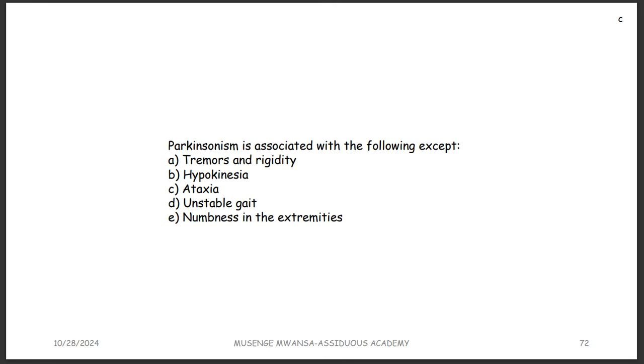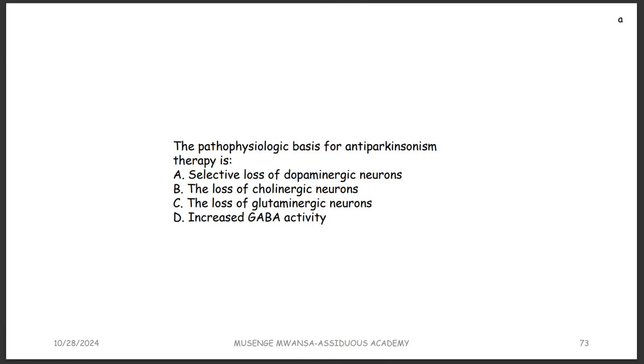Yeah, because we have seen the gait for Parkinsonism. Someone's walk is disturbed, so obviously that can lead to ataxia. For the others, we know they are part of the trap. The pathophysiologic basis for anti-Parkinsonism therapy is selective loss of dopaminergic neurons, the loss of cholinergic neurons, the loss of glutaminergic neurons, increased GABA activity. Which one would we pick for this one?